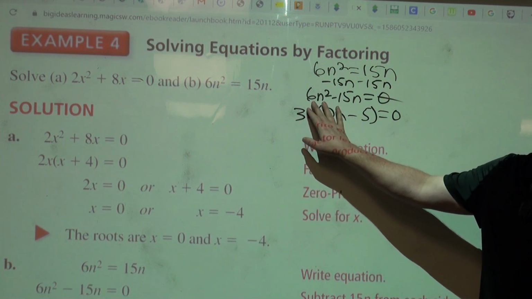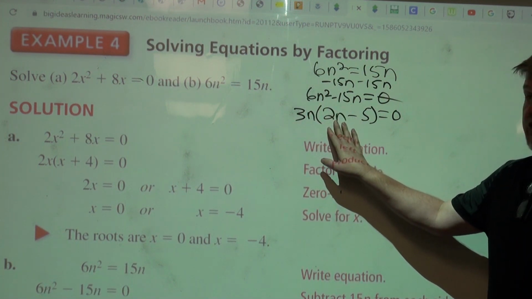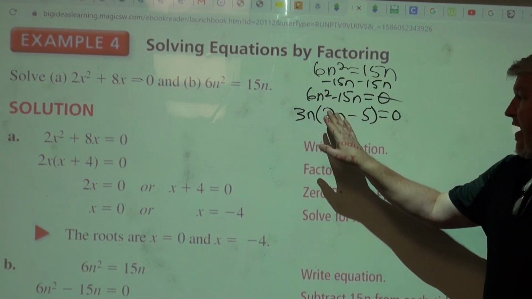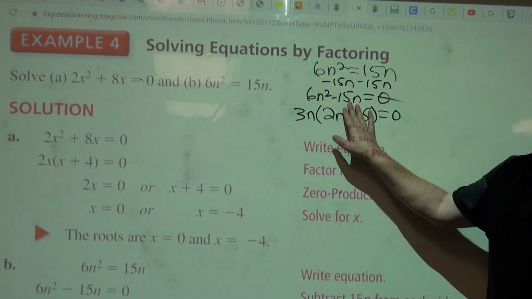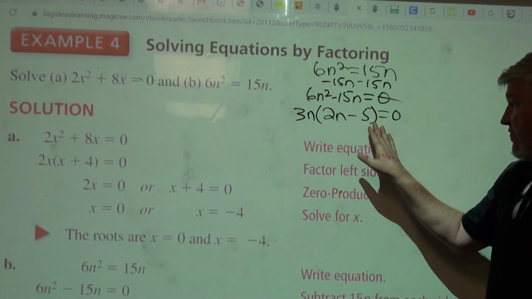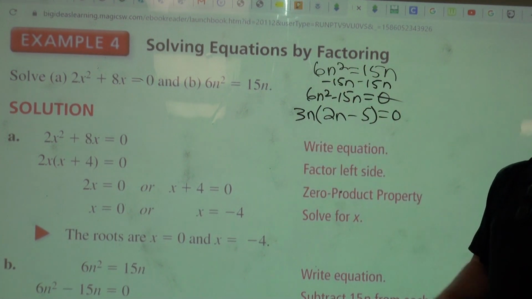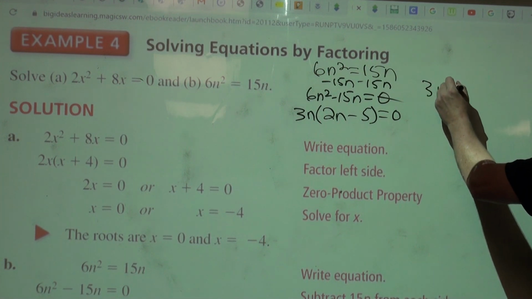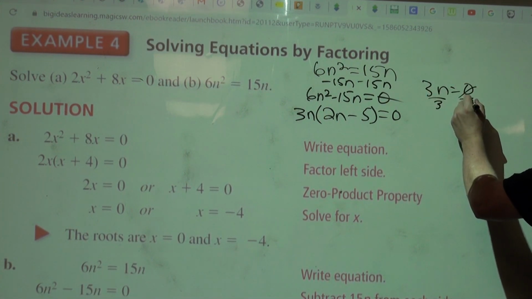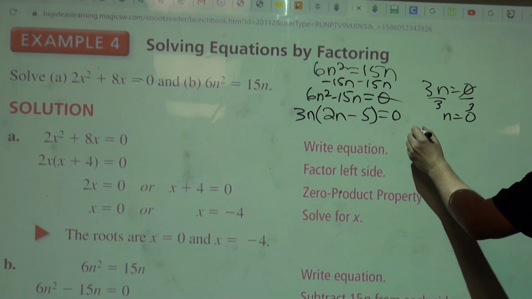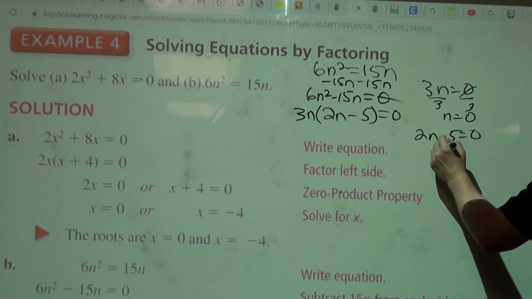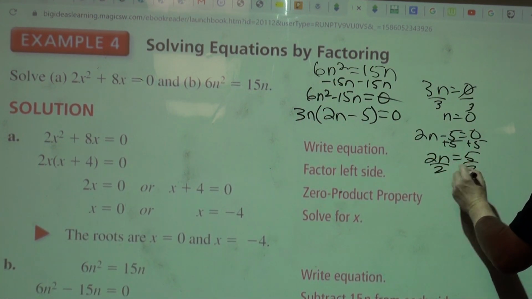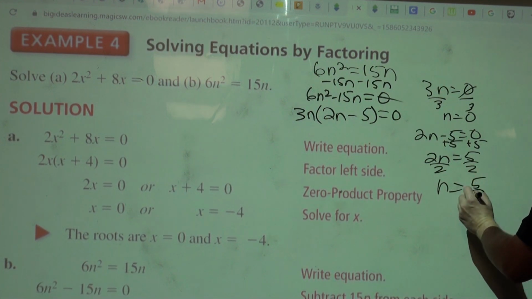I can take a 3n out of 6n squared, which leaves me with 2n, because 3n times 2n is 6n squared. And I can factor out a 3n out of 15n, and all it leaves me with is a 5, because negative 5 times 3n is negative 15n. And now I have those equal to 0. Now I just solve. 3n equals 0, divide by 3, n equals 0, or 2n minus 5 equals 0, add 5, 2n equals 5, divide by 2, n equals 2.5, or 5 over 2.